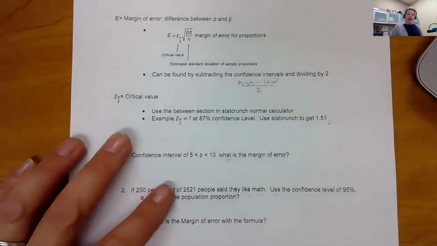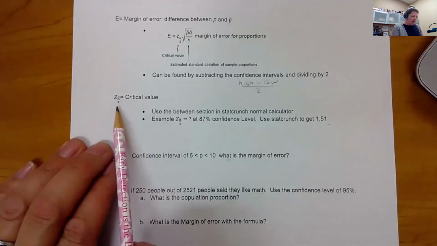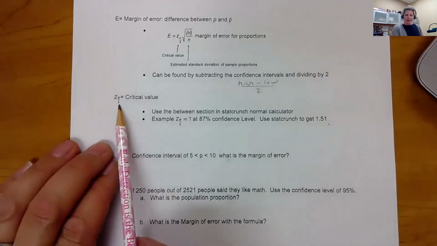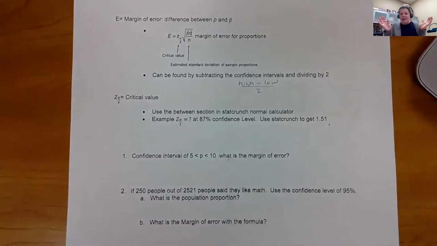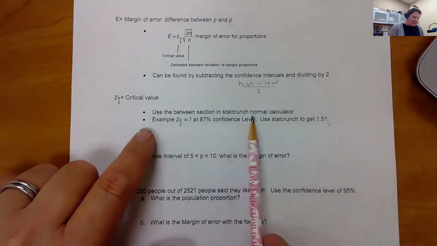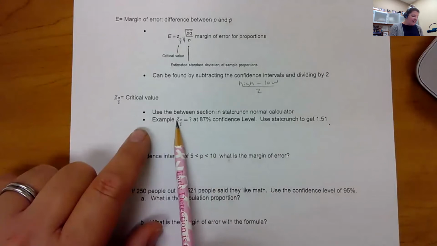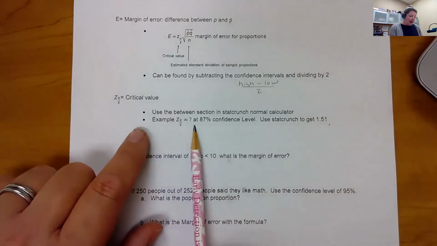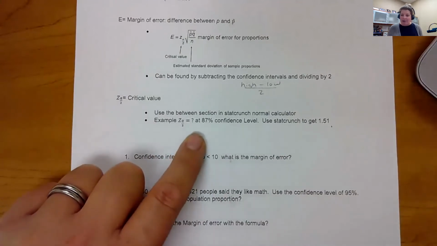So I do want to point out, there's a couple questions in the homework that just use this notation, Z, and then theta divided by 2. And what's that saying? It's critical value two-tailed. So we want in between, because you're two tails. So use the between section in the StatCrunch normal calculator. So if I say Z to this equals what out of the 87%? Let's bounce over to StatCrunch and see that real quick.